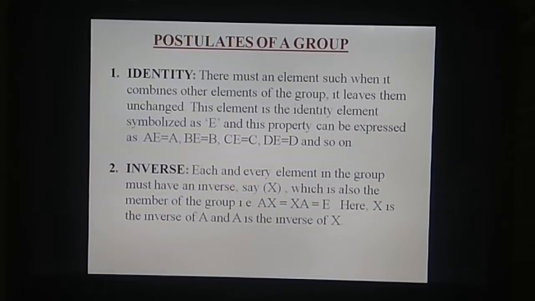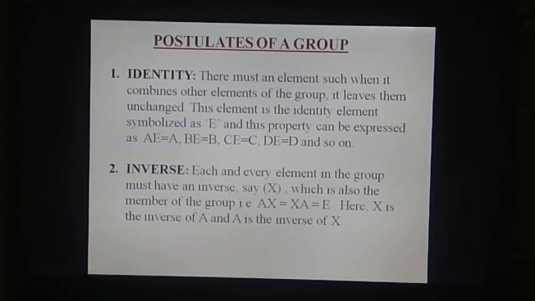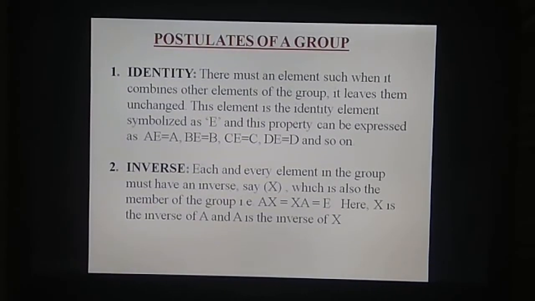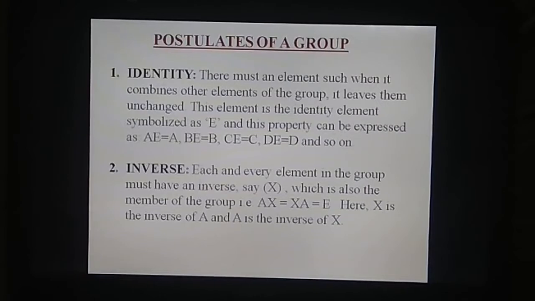Second postulate is inverse. Again, every element in the group must have an inverse, and when the element is combined with its inverse, the result is identity. For example, again in the water molecule, if C2 is an element of the group, then there must be its inverse, that is C2 inverse, and whenever an element is combined with its inverse, if C2 is combined with C2 inverse, the result is identity. So these are the first 2 postulates of the group. First one is identity denoted by capital E. Second one is inverse, and there must be an inverse of each and every element.